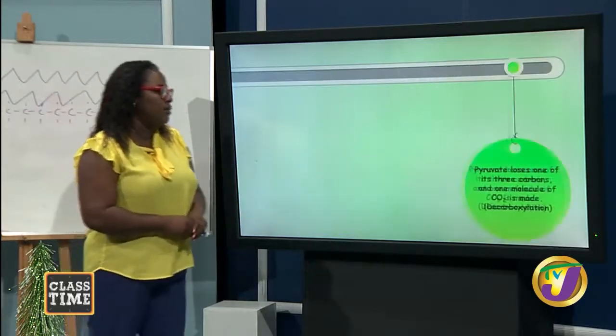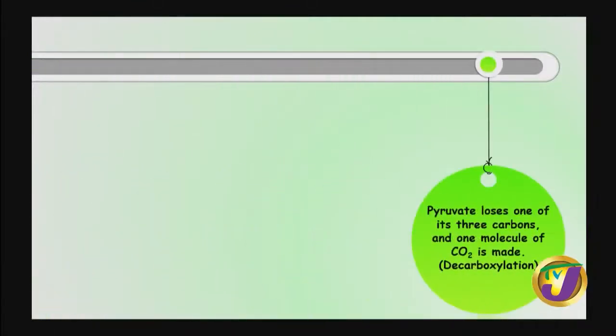So let's look at it. First thing is that the pyruvate will lose one of its 3 carbons during this process, and a molecule of CO2, or carbon dioxide, will be formed. So the process is known as decarboxylation. Why? Because you're removing a carbon. Decarboxylation.